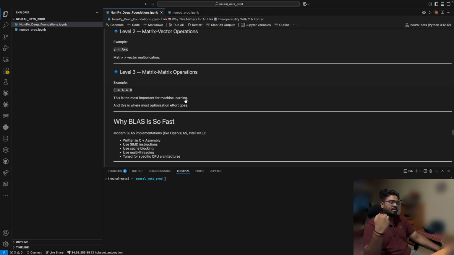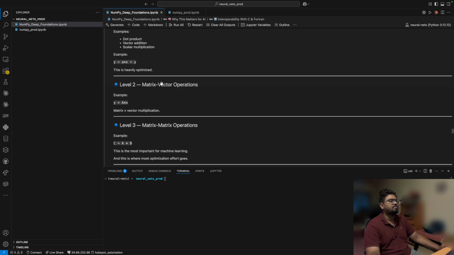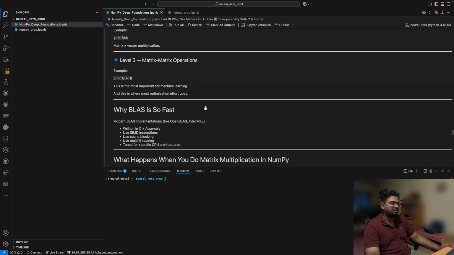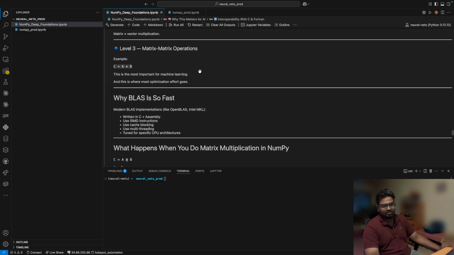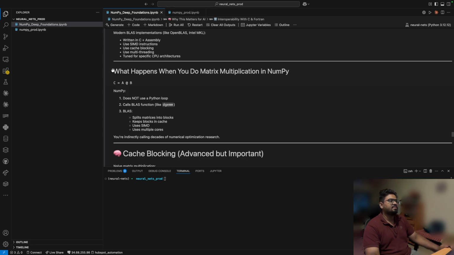Why did we need NumPy even after having Python in there? So these are the three levels of different operations: simple vector operations, then matrix-vector operations, and matrix operations. BLAS makes all of these faster. We can do all this in pure Python, but it's slow. NumPy makes it very easy, and NumPy in itself uses BLAS.